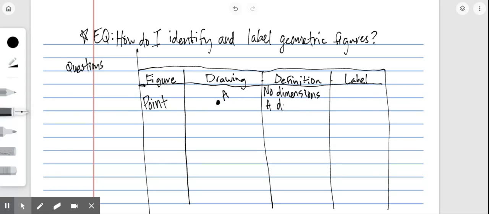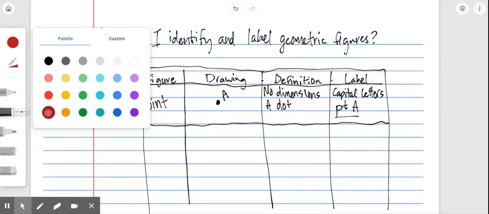Okay. In order to label a point, you usually label it with capital letters. Okay. And yes, we most of the time use letters. So for the point that I've drawn, it's called point A. Okay, this is its label, point A. So PT stands for point. You can also write out the whole word point if you want to. So that is what a point is.